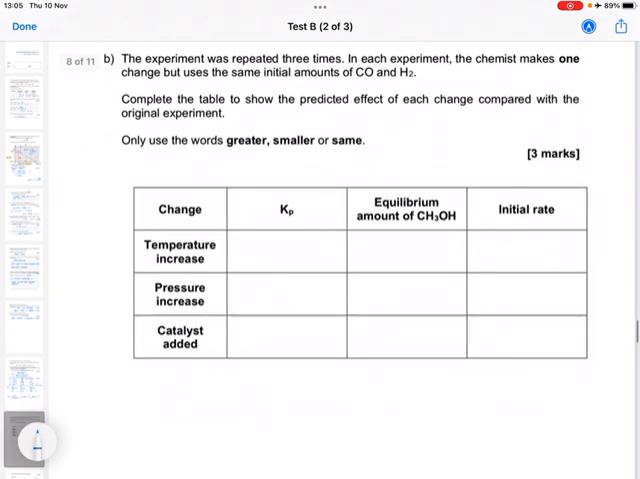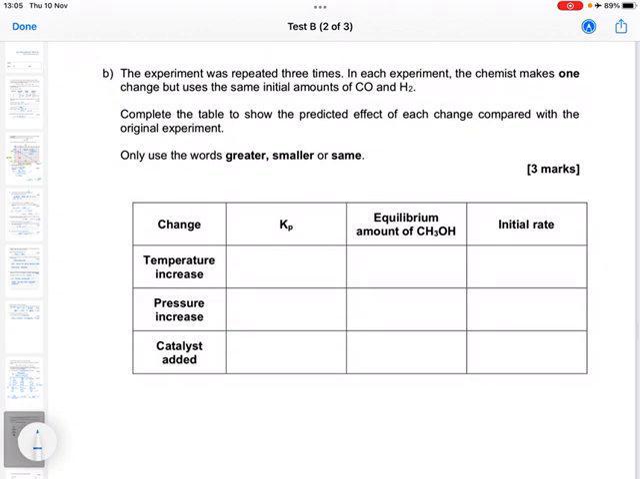Part B, the experiment was repeated 3 times. In each experiment, the chemist makes 1 change but uses the same initial amounts. Complete the table to show the predicted effect of each change compared with the original statement. So let's start with Kp. So K is only affected, whether it's Kc, Kp, Kw, Ka, only affected by temperature, which means that these two here are going to be the same.